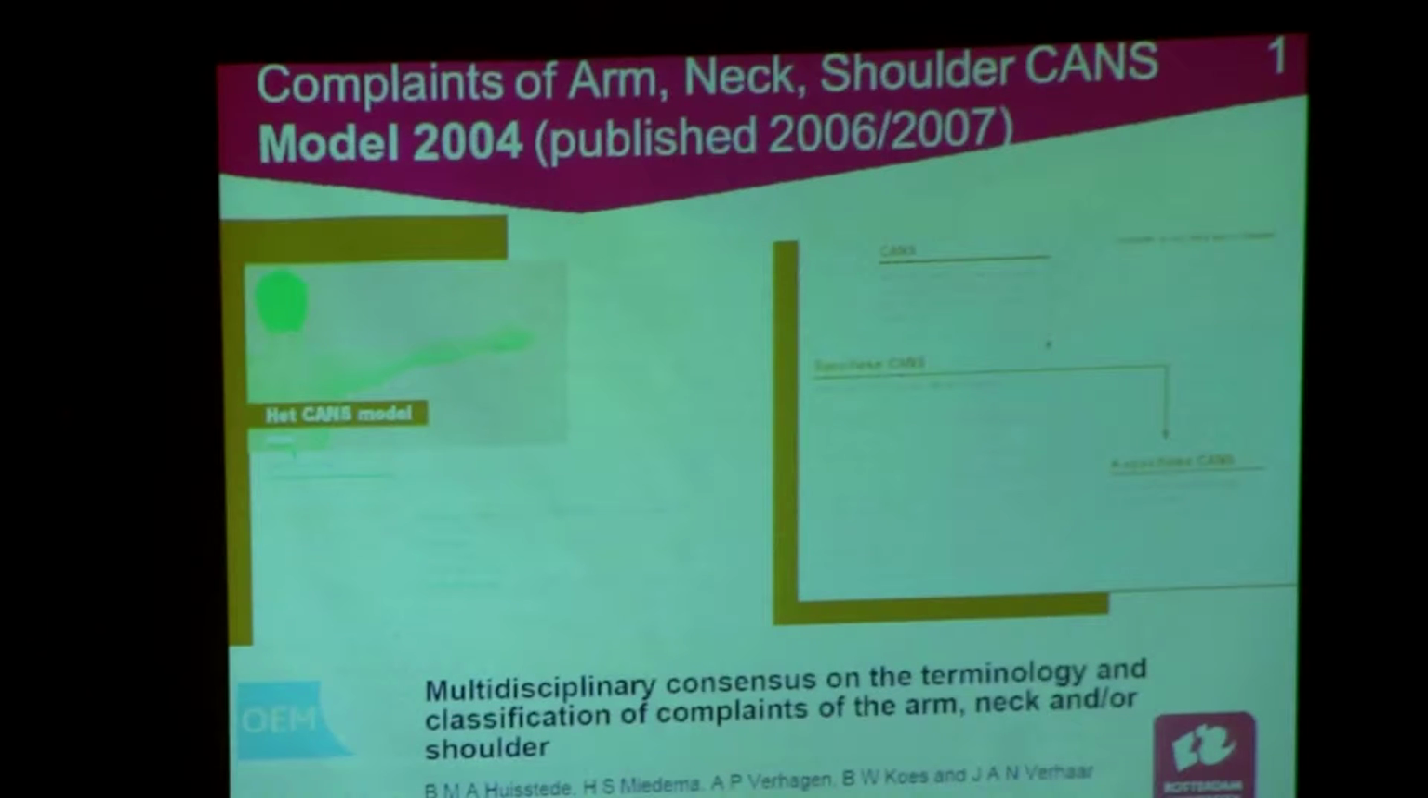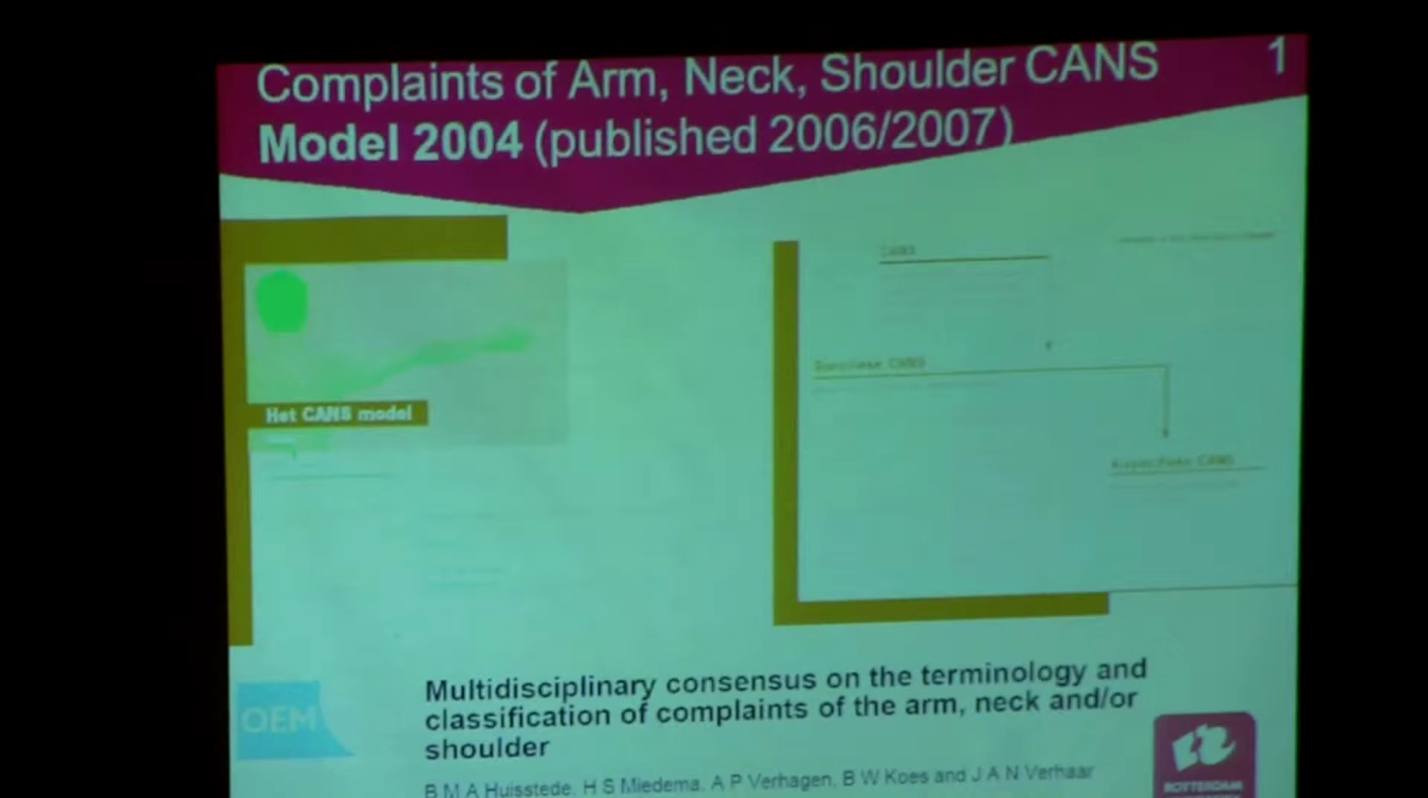So this is why in the Netherlands in 2002 we started a project aiming at the provision of more clarity in the terminology and classification of CANS. And after that, in 2009, we started with the development of a multidisciplinary guideline in order to gather the best available evidence for diagnosis and treatment for CANS. But at first, in 2002, we composed a multidisciplinary working group that developed the new model for the terminology of CANS through a Delphi consensus procedure.